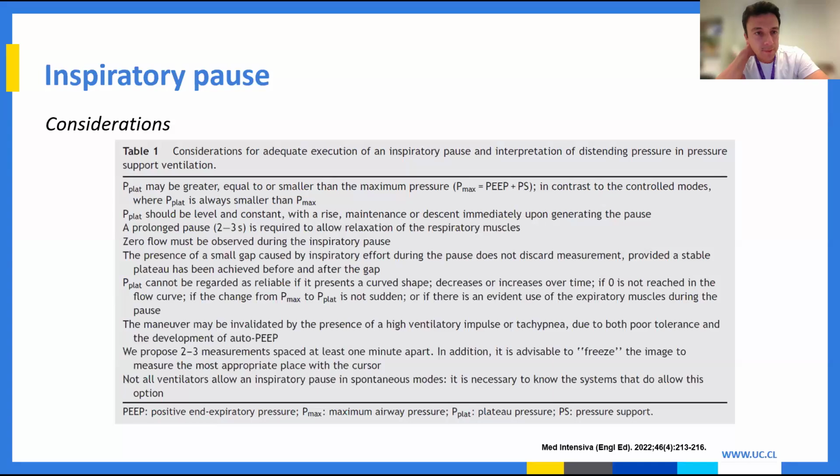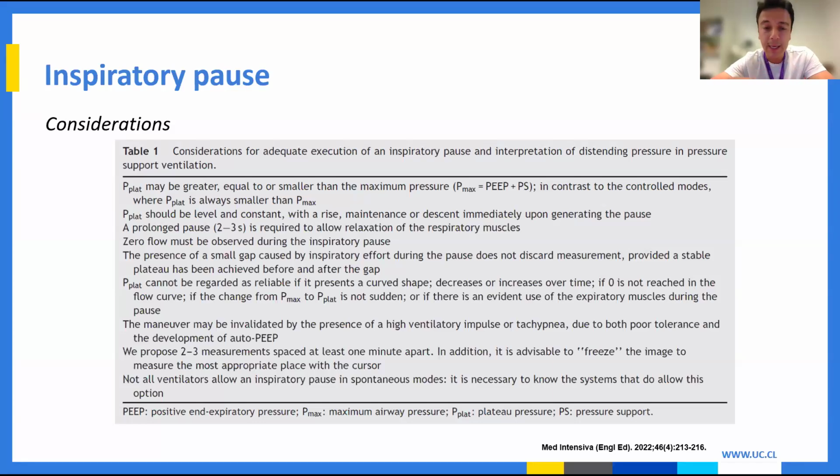Importantly, when we use inspiratory pause during assisted ventilation, we need to be aware of many things, especially the plateau pressure that we are observing. It should be well done, let's say 2, 3 seconds, because we need to allow the relaxation of the respiratory muscle. Flow must be zero. This is really important.